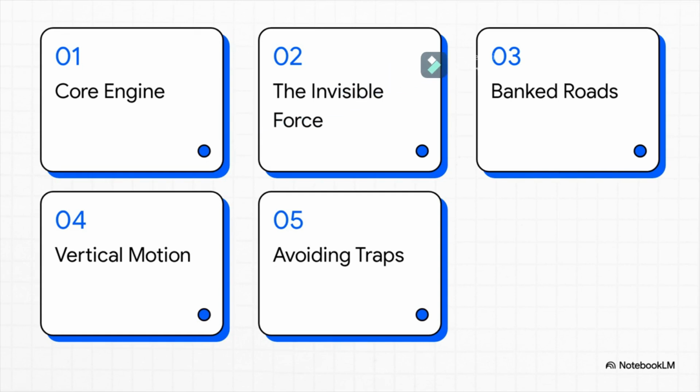Here's our roadmap for today's explainer. First, the core engine, linear and angular. Second, the invisible force. Third, 2D navigation on banked roads. Fourth, the final boss, vertical motion. And finally, avoiding common traps.